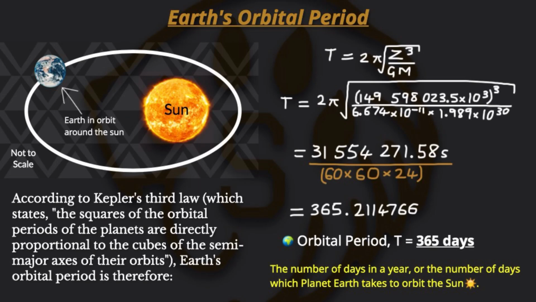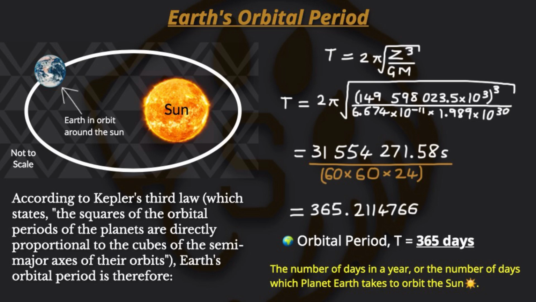Now I move on to the Earth's orbital period. Like we saw, if you bothered to read Kepler's third law as I was explaining previously, it states that the squares of the orbital periods of the planets are directly proportional to the cubes of the semi-major axes of their orbits. Therefore, Earth's orbital period is what you then see being calculated there.